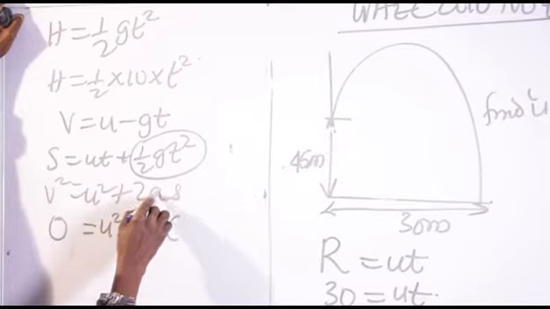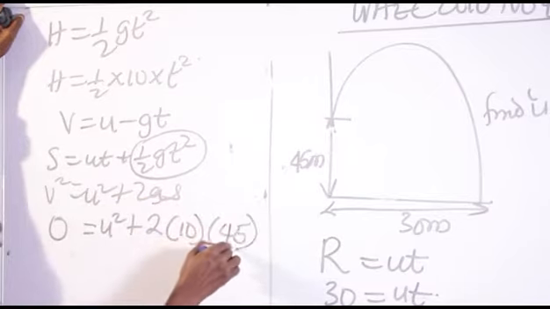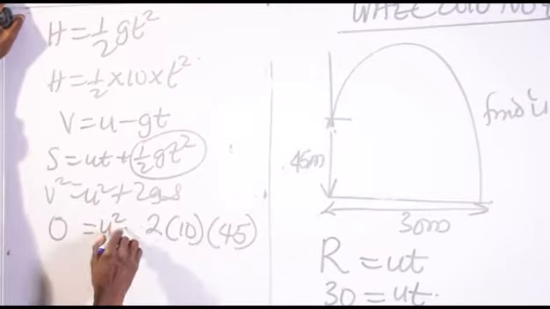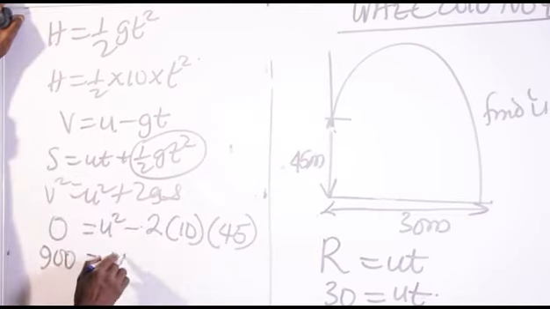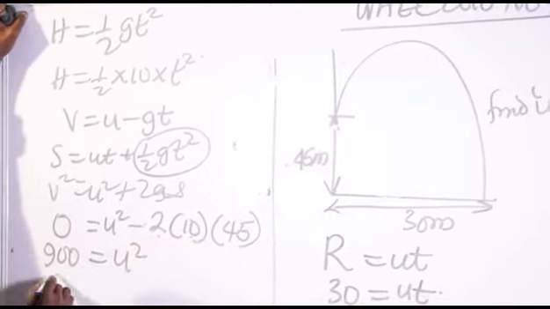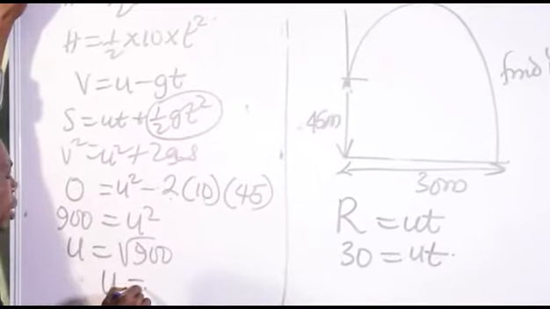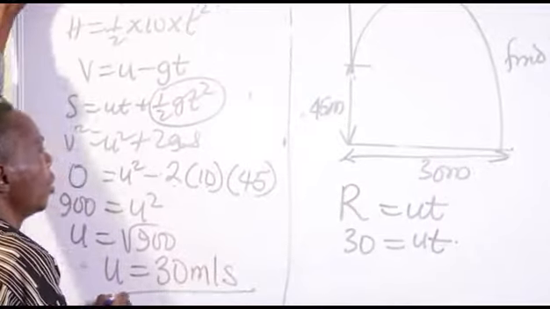Our g is 10. Our distance is 45. Yes, v squared equals u squared plus 2gs, so this is 2 times 10, that is 20, times 45, that will be 900. u will be the square root of 900. The velocity here will be 30 meters per second.